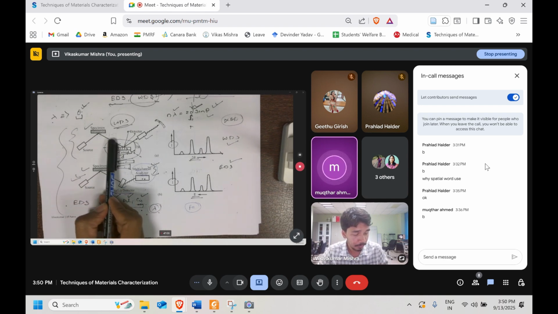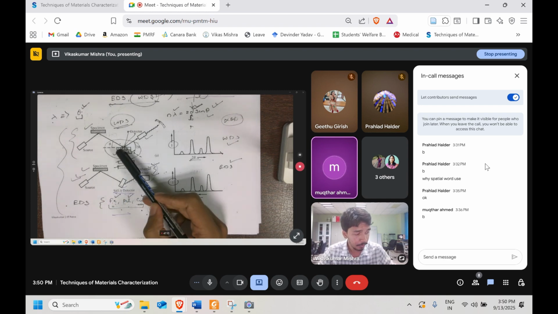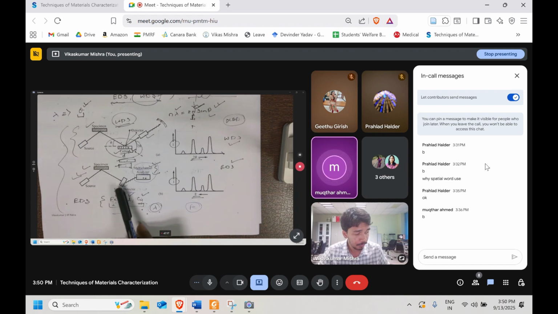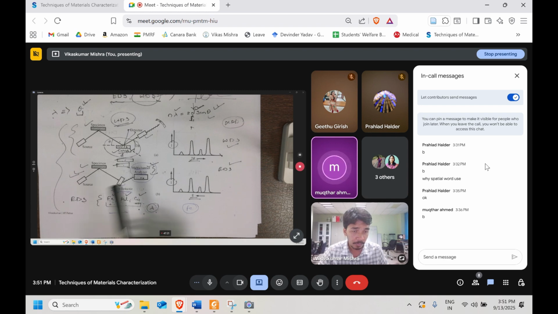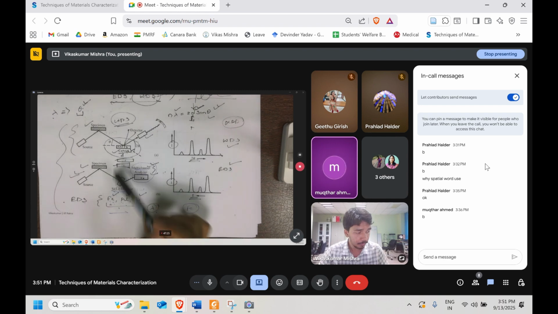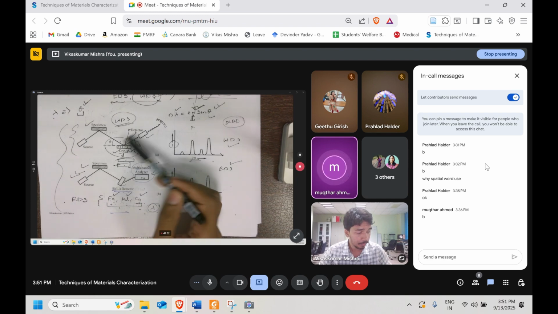After the specimen, one part goes to the crystal. Another part comes down from the specimen to the SA detector. Here, what we receive is the X-ray. But after that, from the crystal to the detector and then to the multi-channel analyzer, is it the same or different?